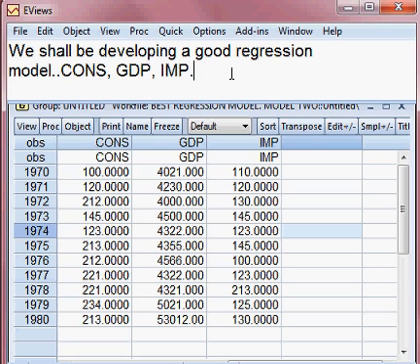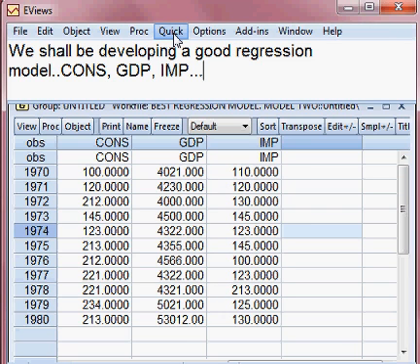Okay, so to become a good regression model, a few criteria should be fulfilled. Only then can we say a particular estimated regression model is good, statistically desirable. Okay, but first we estimate this model.